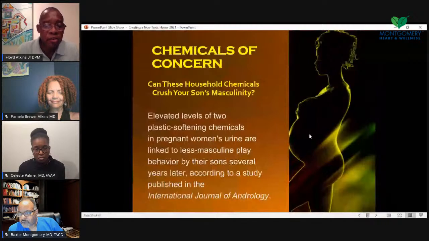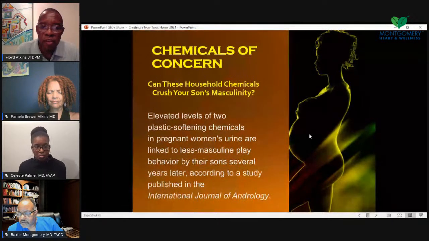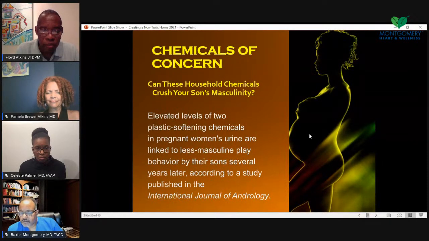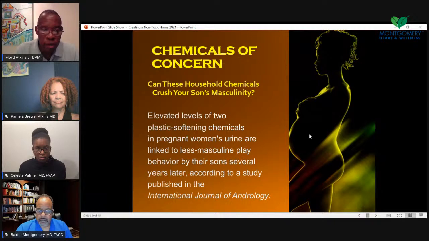orientation of fetuses. It was a study done by the International Journal of Andrology, which studies men's health. This says, can these household chemicals crush your son's masculinity? Elevated levels of two plastic softening chemicals in pregnant women's urine are linked to less masculine play behavior by their sons several years later, according to a study published in the International Journal of Andrology.